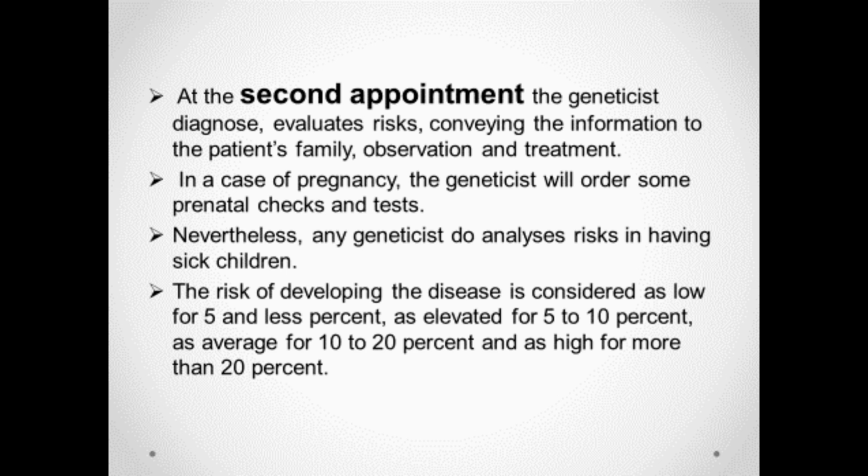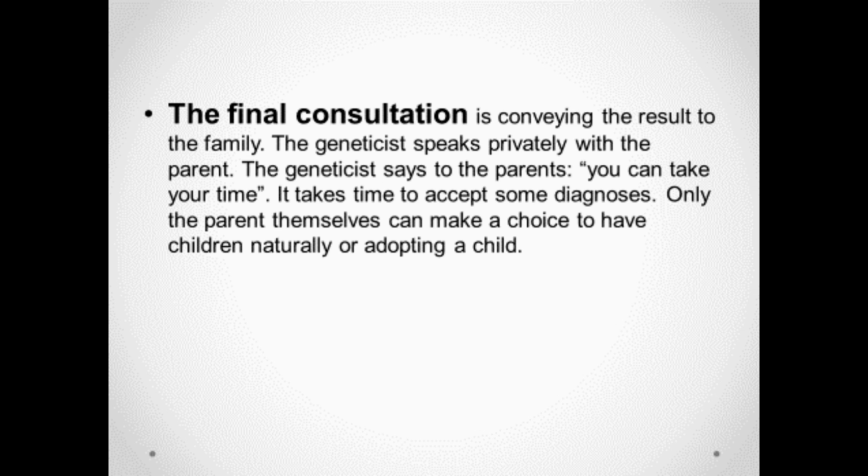Nevertheless, any geneticist does analyze the risks of having sick children. The risk of developing the disease is considered low for 5% and less, elevated for 5 to 10%, average for 10 to 20%, and high for more than 20%. However, we should realize that there is a huge difference between a high risk of polydactyly and a high risk of heart defect. The final consultation is conveying the result to the family.